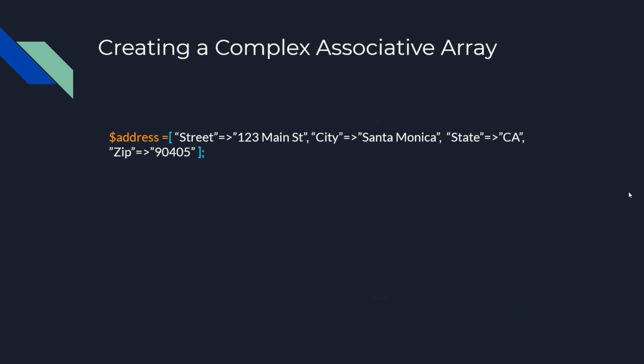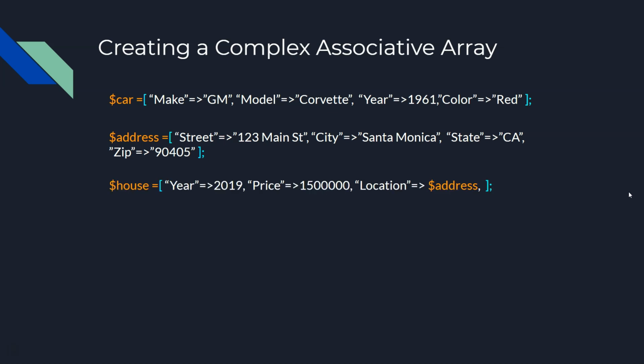So let's look at a more complex associative array. For example, let's just say there's an address of a certain home. This is an associative array with the street pointing to the street address, the city, state, and zip code. And this person also has a car, with the car make, model, year, and color. And this person also has a house. The year is 2019. The price of the house is $1.5 million. And the location, as you can see here, is pointing to an address, which is the array above it, right? So you can point that to another array, which is what we call an array of arrays.